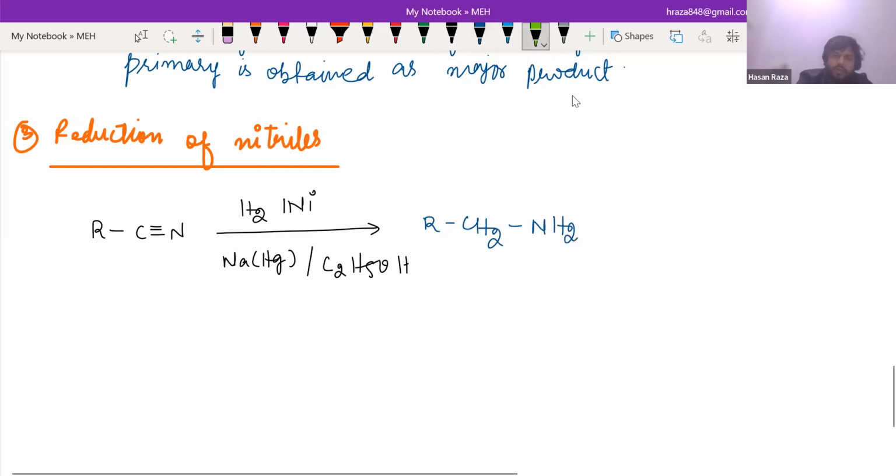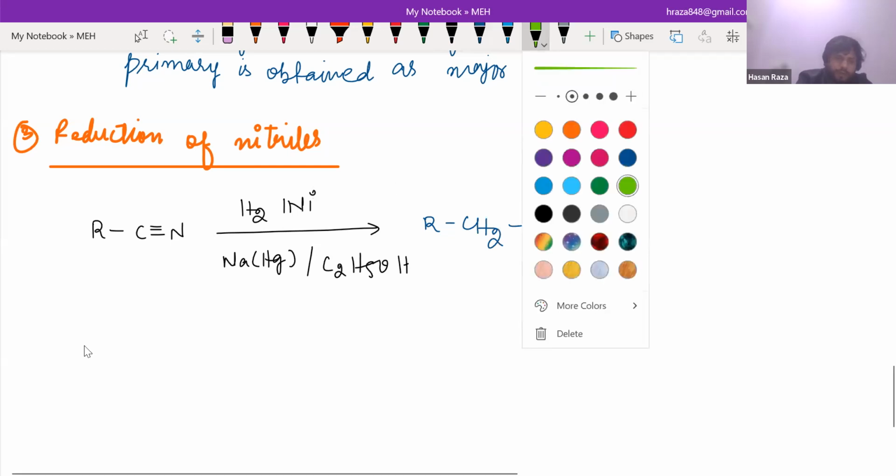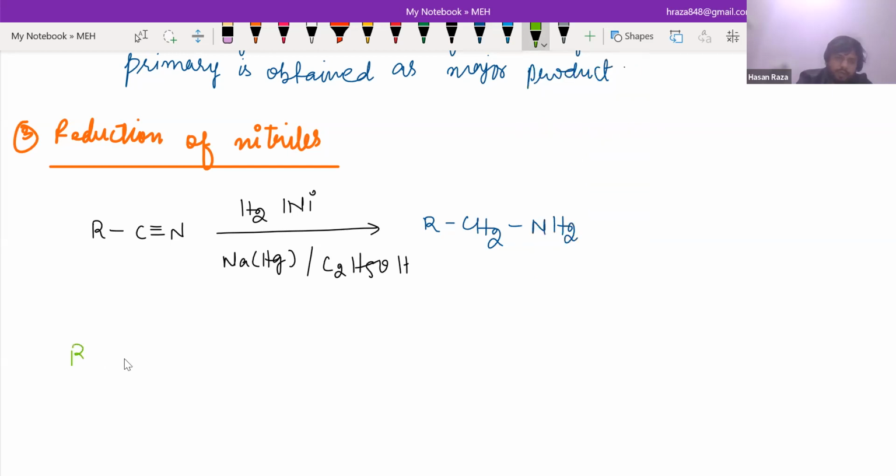It's very easy to understand. You can see this is your RC triple bond N. Now what you need to do? Just break one of the bonds and you will be adding hydrogen here and hydrogen there. Again, you break one of the bonds, adding hydrogen here and hydrogen here. Now it becomes CH2 and NH2. Yes or no? So this is your primary amine.